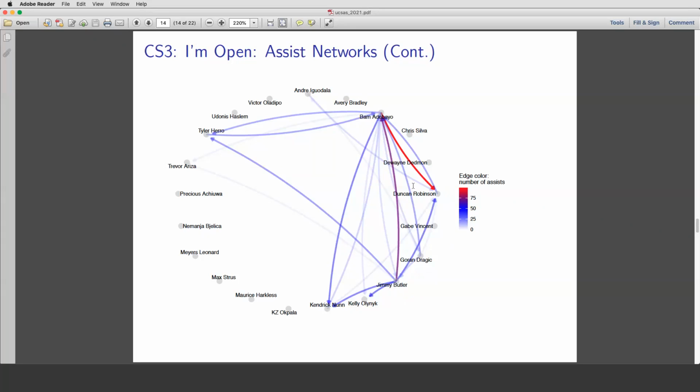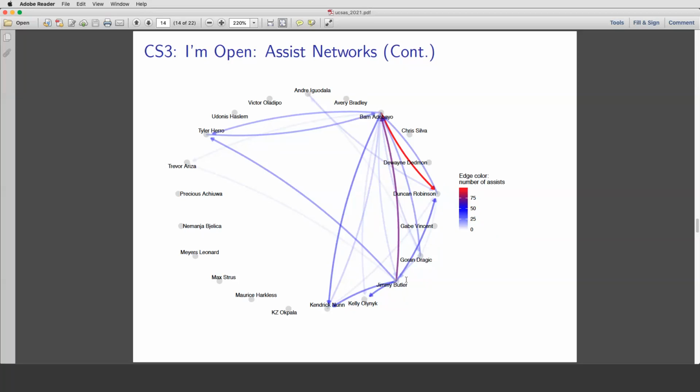You see someone like Duncan Robinson, right? We talked a little bit about him. He's a three-point specialist. You can see arrows pointed at him. He's the recipient of a lot of assists. And that is something you'd expect to see. Kind of similar with Tyler Herro. Someone like Bam, right? He's got arrows going out and towards him. So he's someone who finishes plays. He's also someone who initiates offense. Same thing with Jimmy Butler.